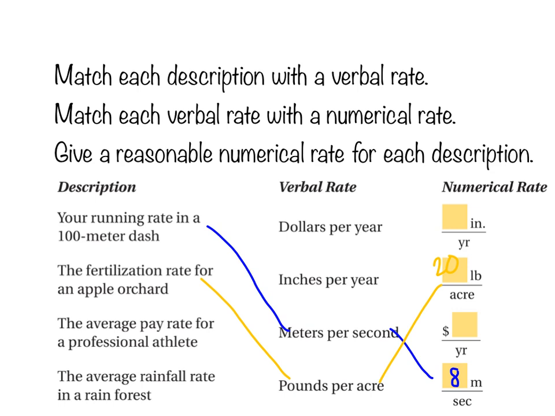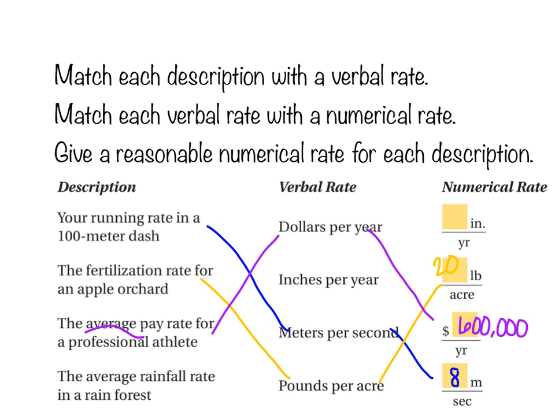The next one says the average pay rate of a professional athlete, and that's going to be in dollars per year, and that would be this one down here. And depending on what sport you play and which athlete you are, this could be really high, but it does say average pay rate. Obviously some are really, really good, but most are not. So maybe an average pay rate would be $600,000 a year, depending on what sport you're playing.